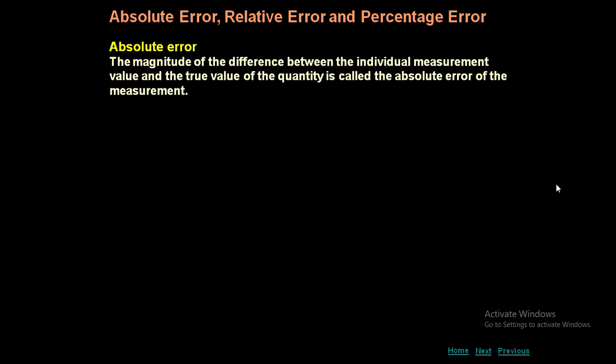What do you mean by mean? The sum of the 5 values divided by the number of values. So if you take the mean, that is called the arithmetic mean, which always represents or is close to the true value. Now if you take the difference between the individual value and the true value, then that difference is called absolute error. Once again, the magnitude of the difference between the individual measurement value and the true value of the quantity is called the absolute error of the measurement.